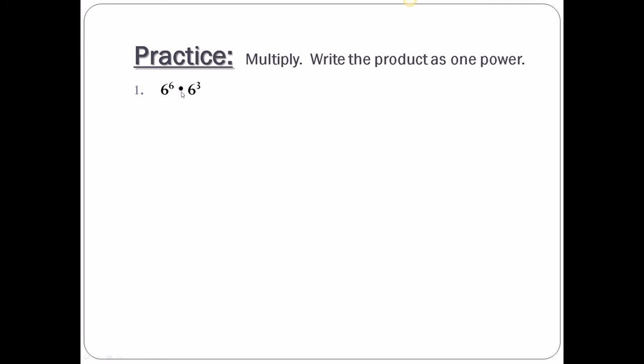We're going to multiply and write the product as 1 power. 6 to the 6th times 6 to the 3rd. Do we have the same base? Yes, we do. So we're going to add our exponents, and 6 plus 3 is 9. Not bad. Try it again. Oh, we're using letters. Yes, the letter n. n to the 5th times n to the 7th. Do we have the same base? Yes. So we just add our exponents. So we have n to the 12th.